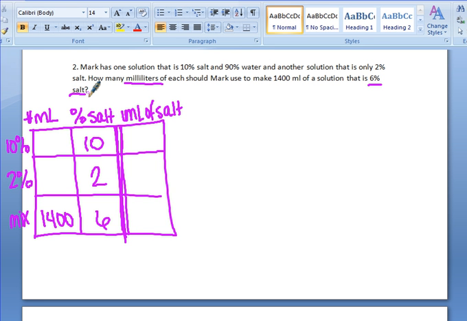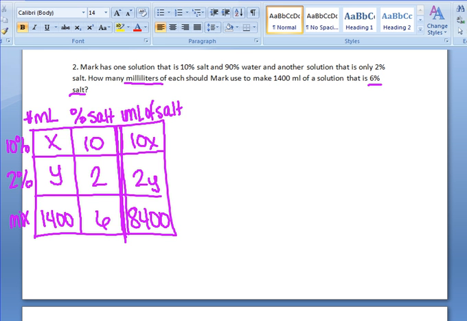Now we're going to place our variables in the chart. Again, we don't know how many of each of the 10% and the 2% solutions we have. The problem said nothing about them being the same amount. So we are going to go ahead and assume that they are different, and one is going to be X and one is going to be Y. And then we want to go ahead and complete the chart by multiplying the information to give us our last column. All right, so 10 times X is 10X, 2 times Y is 2Y, and 6 times 1,400 is going to give me 8,400.